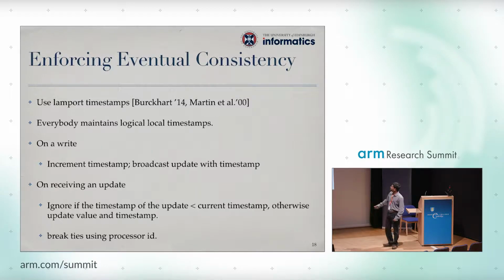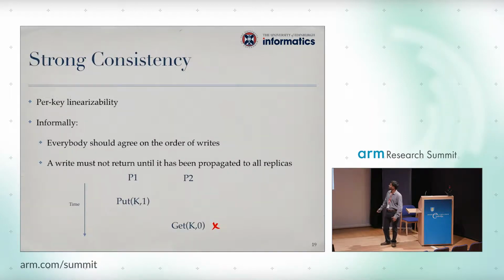Everybody maintains local logical Lamport timestamps. On a write, you increment the timestamp and broadcast the timestamp along with the data. On receiving an update, you ignore the update if its timestamp is lesser than your local timestamp. In doing so, you maintain the invariant that, logically, the last writer wins. Of course, you need to break ties using something like the processor ID. So this is great, but how about going stronger?